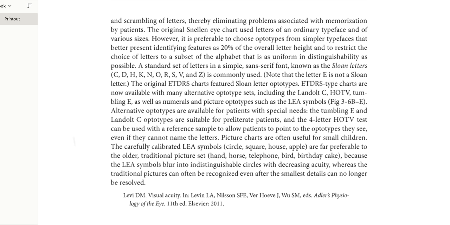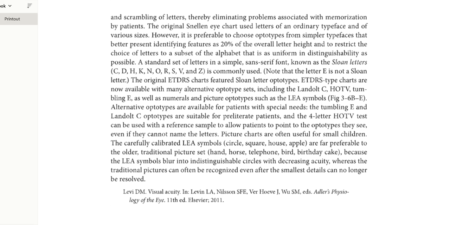And what is the distance? And this is very important. This paragraph again is very important. Okay.